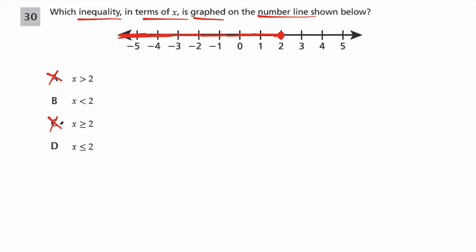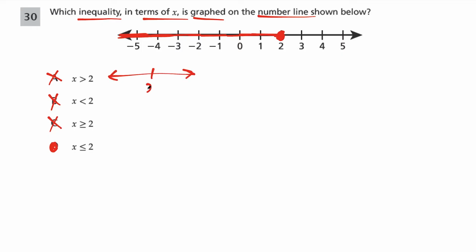And choice C is out because this says x is greater than or equal to 2. So now it's between choices B and D. But D is the correct answer because in this case, we have x is less than or equal to 2. And notice that 2 is part of our solution set because there's a solid point here. So B is eliminated.